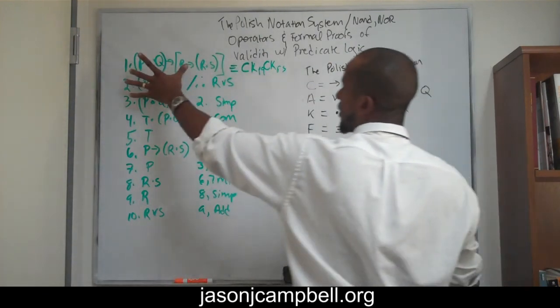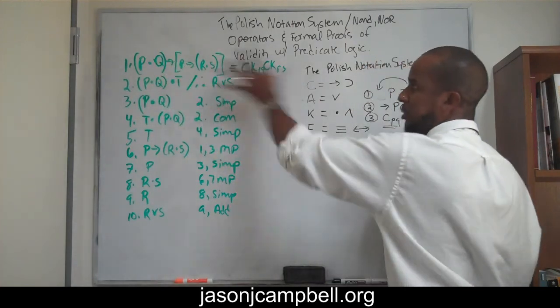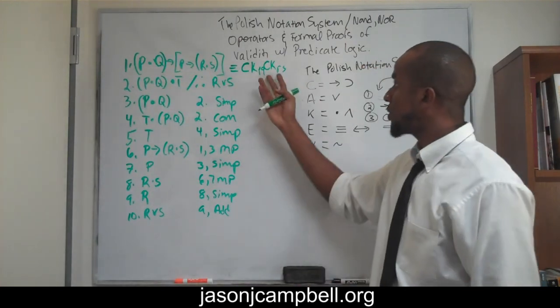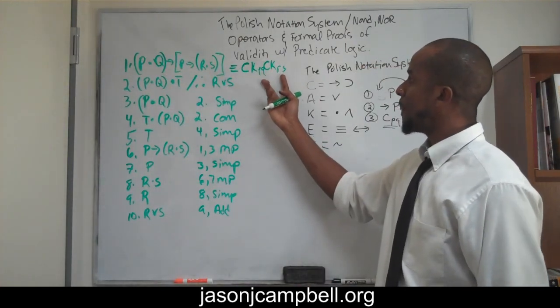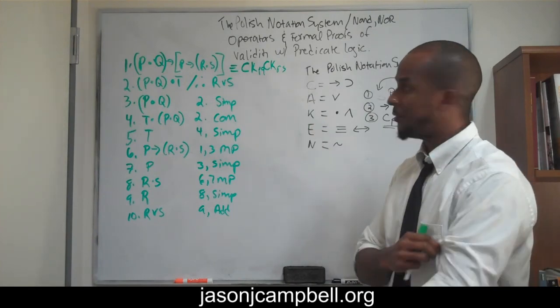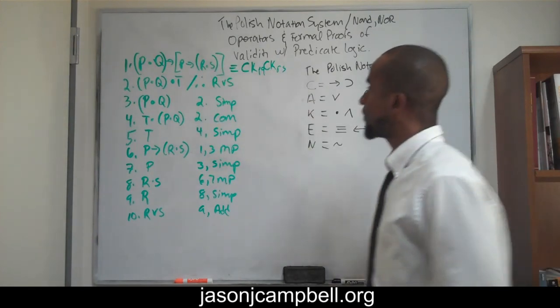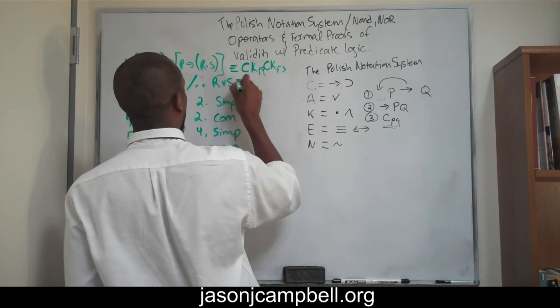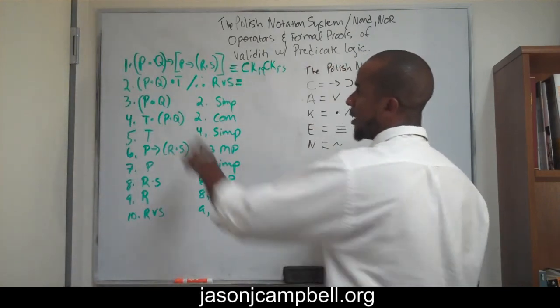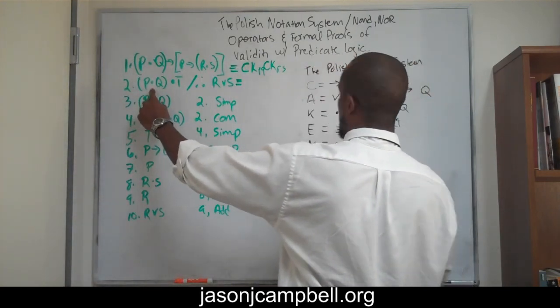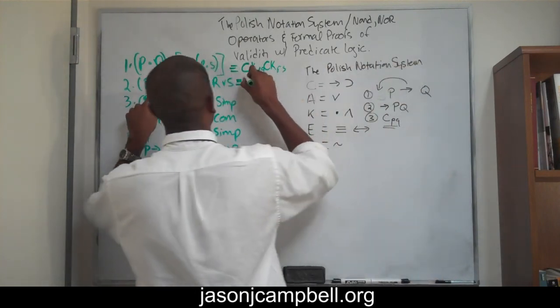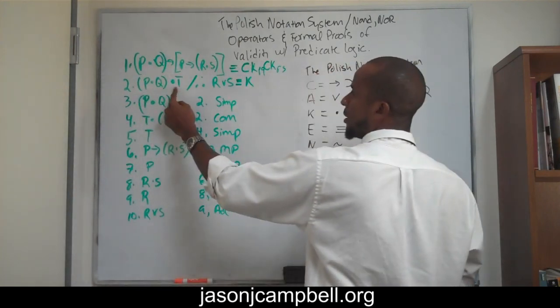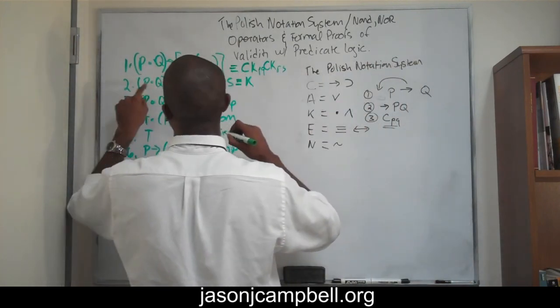This is exactly the same as this. They're completely synonymous, right? Polish notation system, a sort of abbreviated version of this claim. Equivalencies across the board. Next thing, equivalencies again. Main connector, conjunction. Conjunction is K, K.